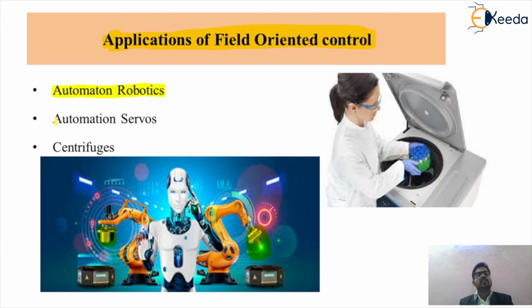Similarly, we can use field oriented control in automation servos. In automation servos, we use different servo motors for different automation purposes. This is another application of the field oriented control scheme. Similarly, we can use this control scheme in a centrifuge. This is a representation of a centrifuge, and for controlling that centrifuge, we can use this type of control technique, which is called field oriented control.